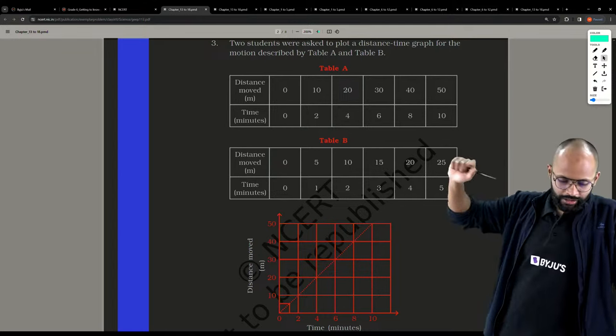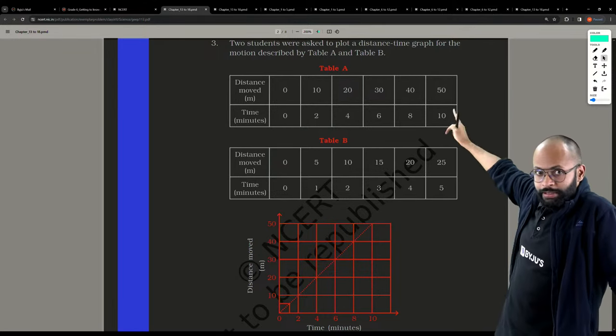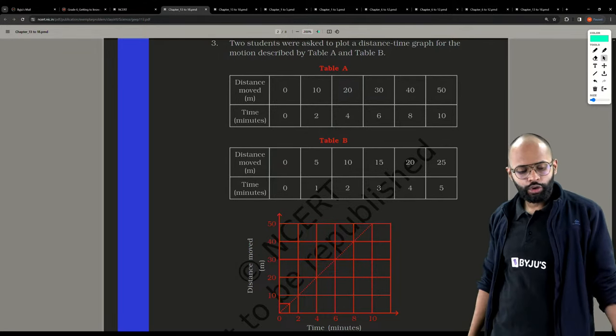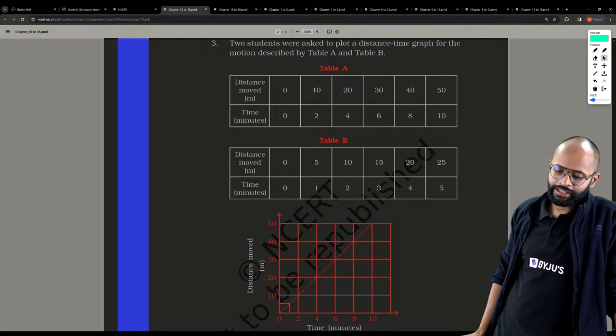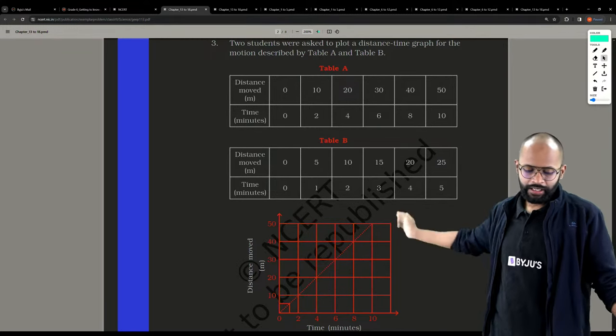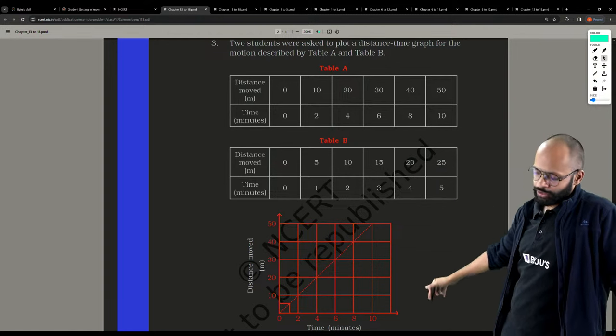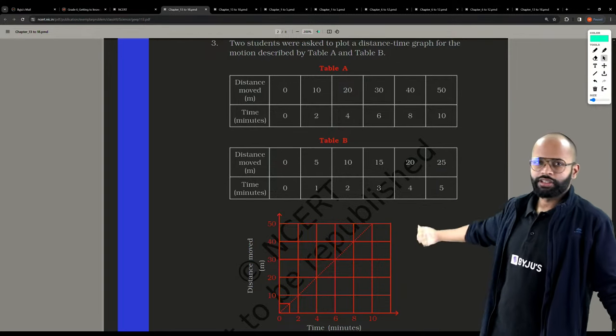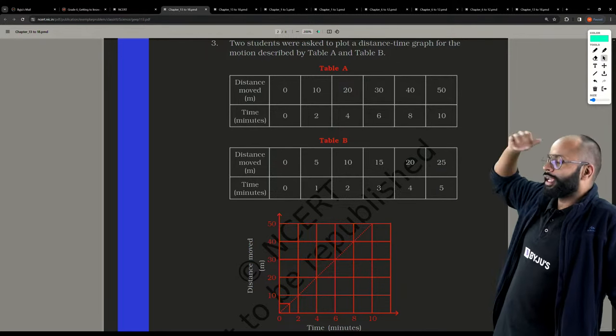I am good. Look at the two tables and look at the graph. Two students were asked to plot a distance time graph for the motion described by table A and table B. Look at table A, look at table B and look at the graph. Now tell me one thing. This graph is of table A or table B?